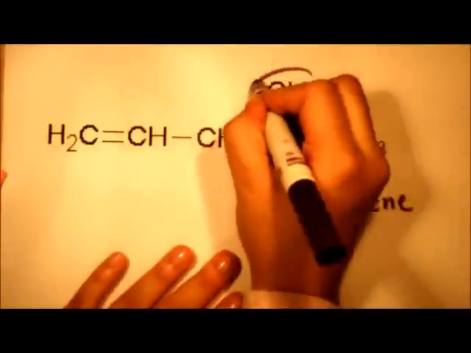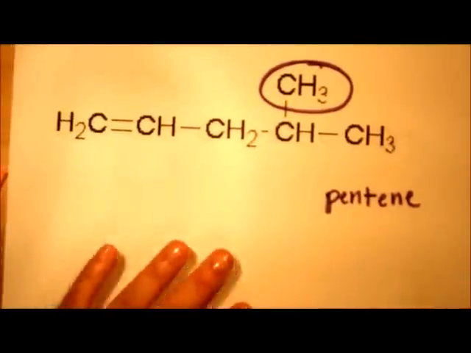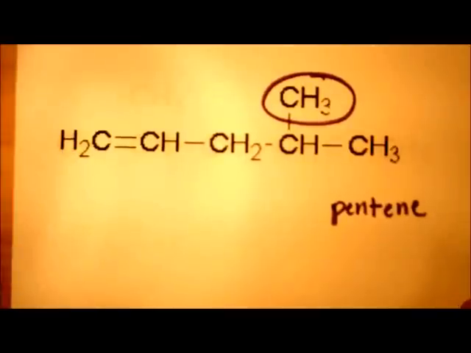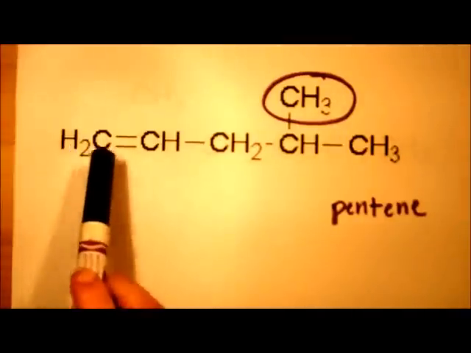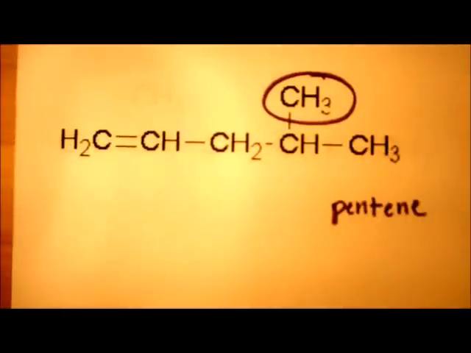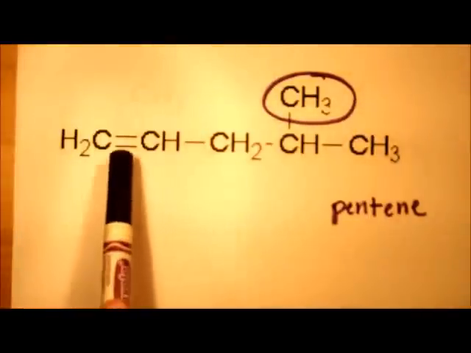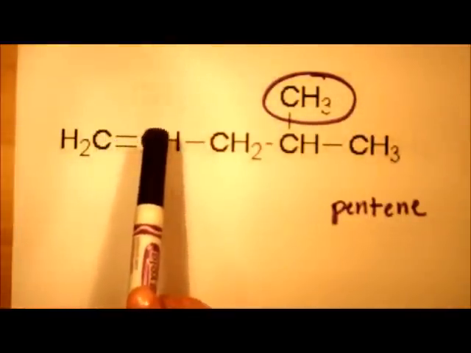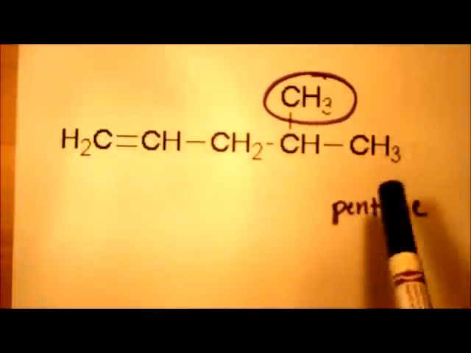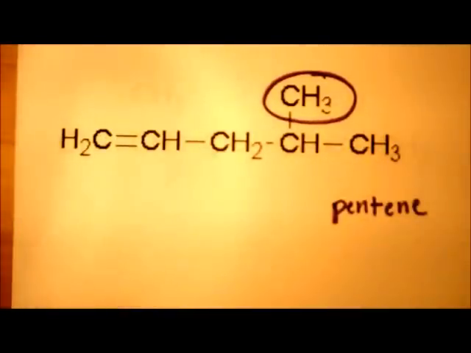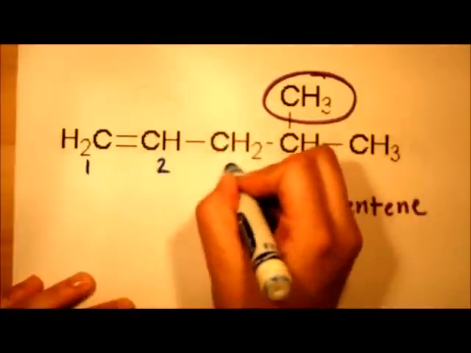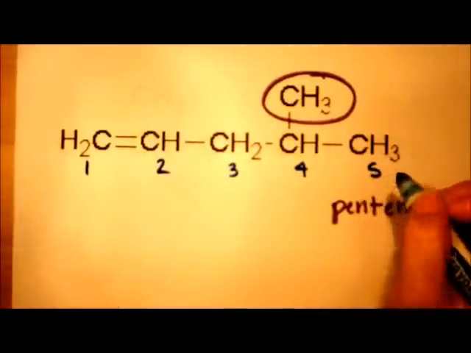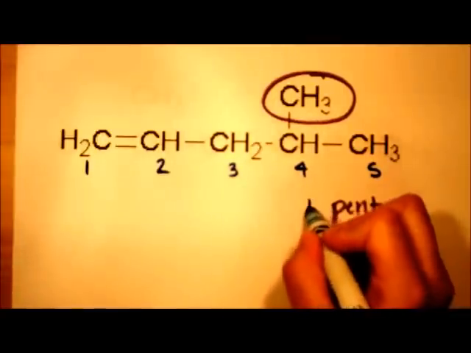Now we have a branch up here that we have to look at. And as I told you, we always want to number so that our bond and our branches have the lowest numbers. Now in this case, we could start from here or here. The question is whether the double bond should have the lowest number or the branch. From what I've learned, we should make this double bond have the lowest number. So we'll start from this side instead of the right. So numbering across would be 1, 2, 3, 4, 5. And our double bond would be at 1, so we can go ahead and put 1.